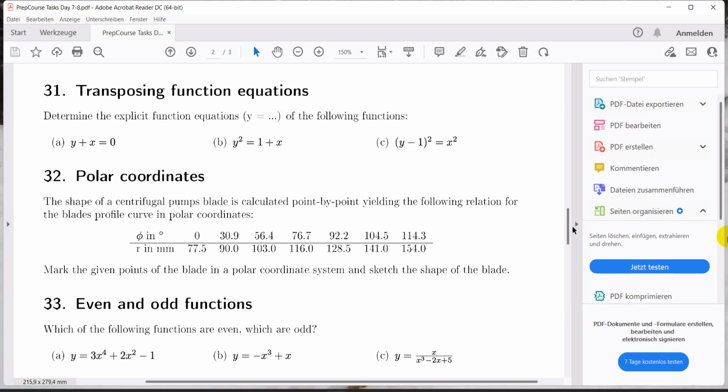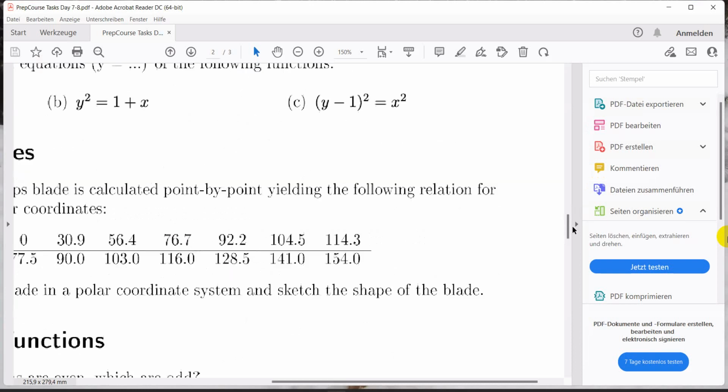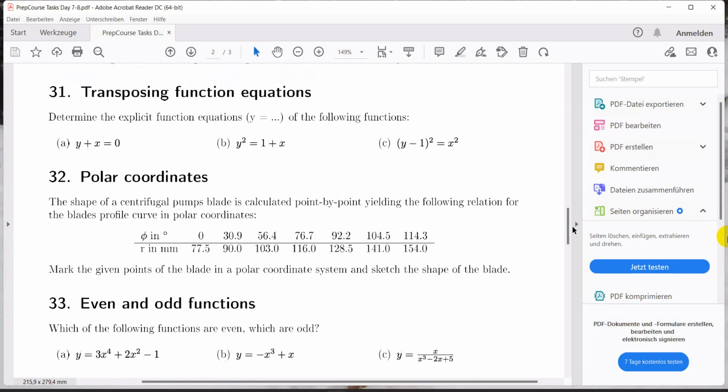Okay. Actually, I don't think it's a good idea to put you in breakout sessions for this. But let's talk through task 31B and C, because I think 31A shouldn't be a problem. So in order to transform this one into an equation for a function, what would you have to do? Subtract x, so y equals minus x. Correct. So then you would have your function equation. So what would you have to do in case of task 31B?